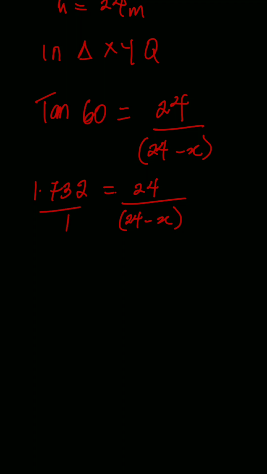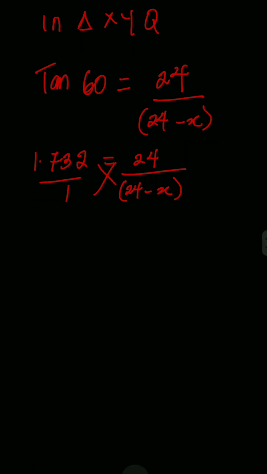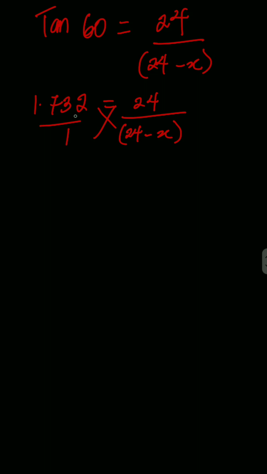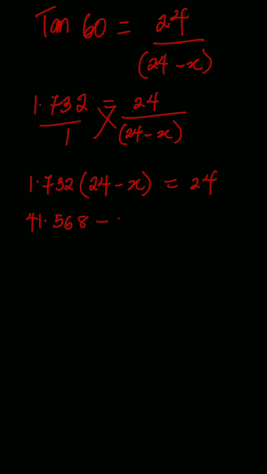So we can cross multiply this expression. When we do this, we have 1.732 times 24 minus x equals 1 times 24, that's 24. So open up this bracket: 1.732 times 24 will give us 41.568, and minus 1.732x equals 24.